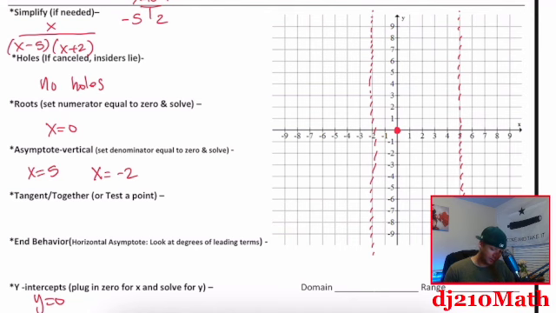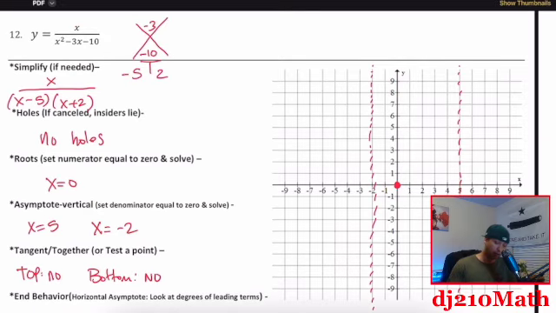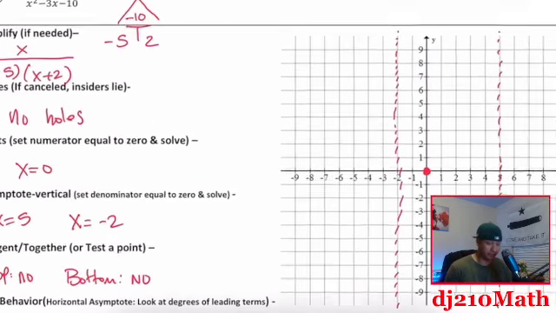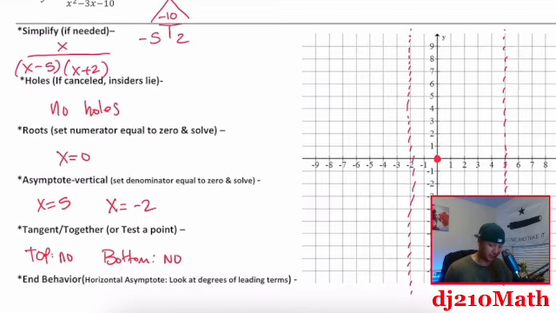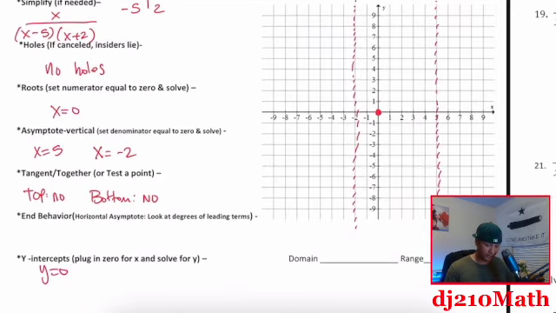Tangent together. Is there a square term, or sorry, a squared factor in the numerator? No, there isn't. Is there a squared factor in the denominator? No, there isn't. Right now, you may say, well, hold up, there's a square here, but again, that's a squared term. That's not a squared factor. We're looking for squared factors. That's key.